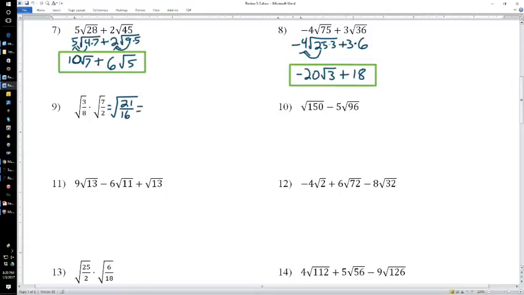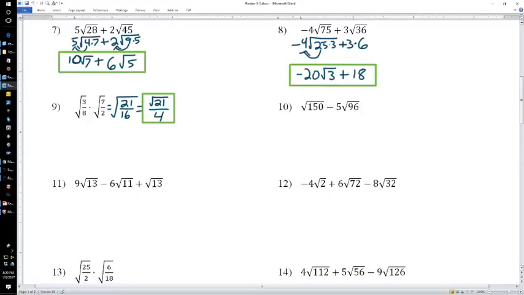And we reduce. The square root of 21, well, there's no perfect square that goes into 21. But 16 is a perfect square. It's 4 times 4. Right? And if we could divide a perfect square out of 21, we would, but we can't, so we leave it alone. Right?